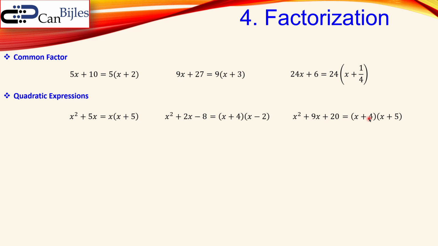So x plus 4 times x plus 5. You see here the result. If you want to be sure, you can also work this out, and you can get this result back. Now there's also another form where you have a coefficient that is not 1, but let's say 4, so other than 1. For example, this one: 4x squared plus 12x plus 8.